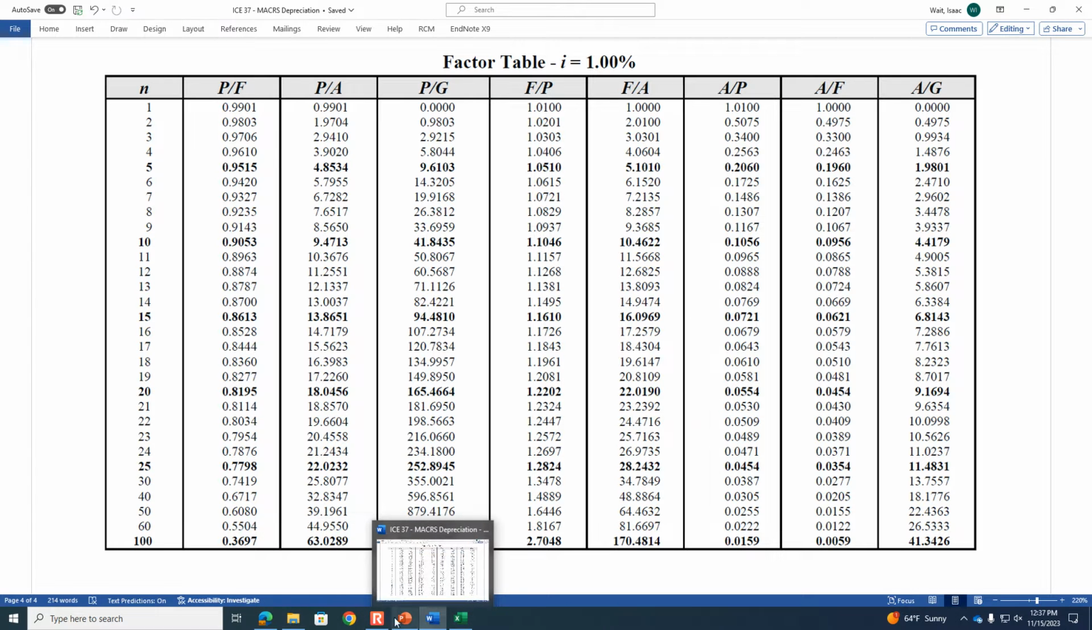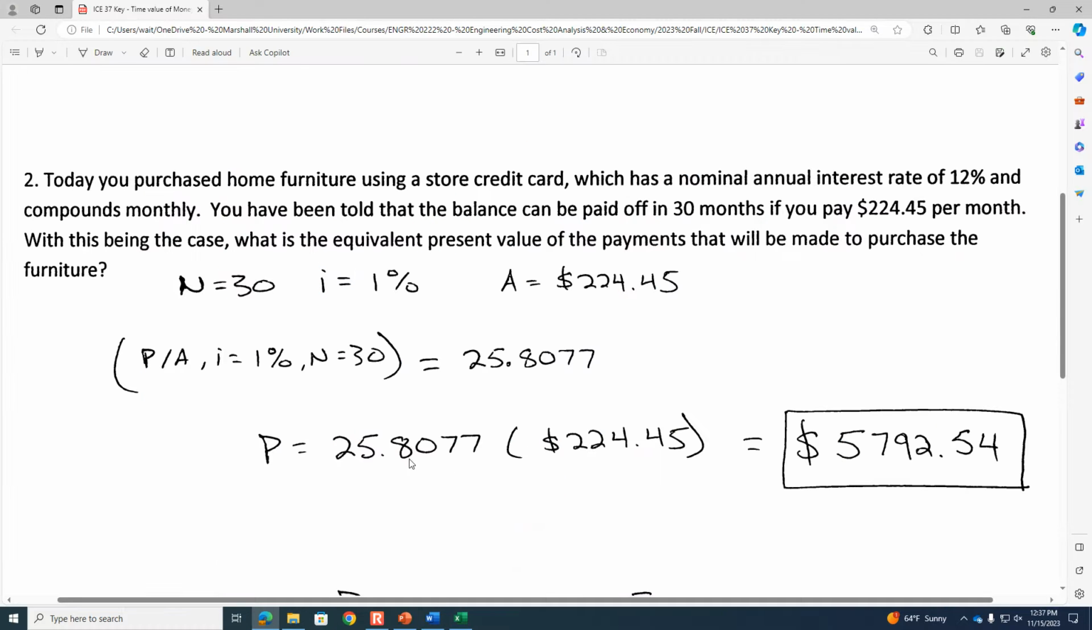Okay. So 25.8077 and then multiplied by the annual payment amount. Well, it's not annual, it's each month. But we just refer to the variable A as meaning it's a uniform series amount. So the present equivalent of those 30 payments is $5,792.54. So any questions about that?